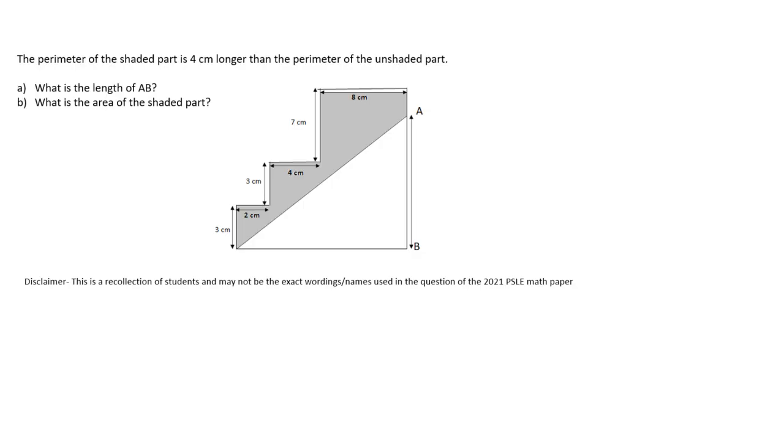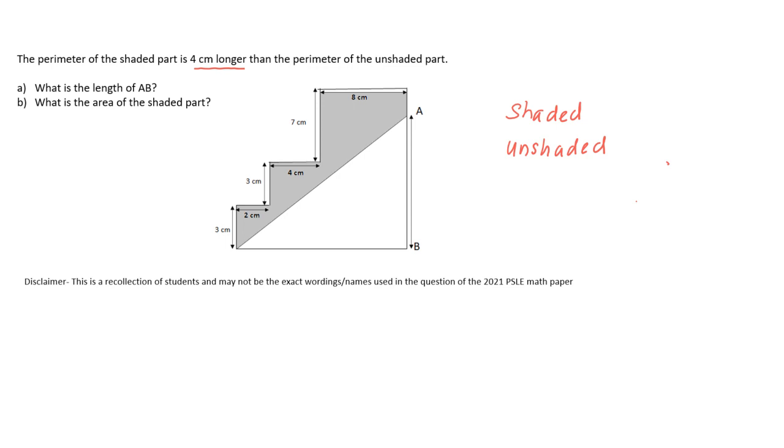This question is based on perimeter and area. It says the perimeter of the shaded part is 4 centimeters longer than the perimeter of the unshaded part. Okay, so we need to find the length of AB.